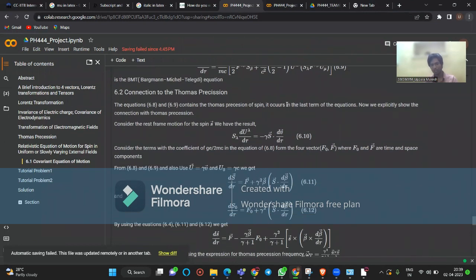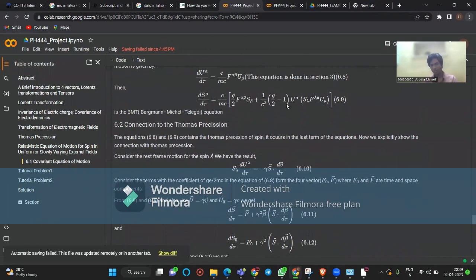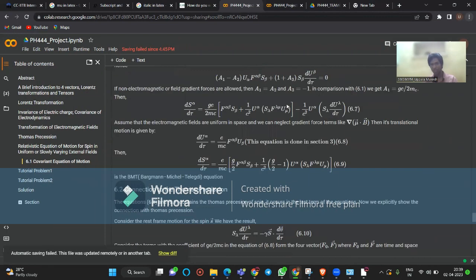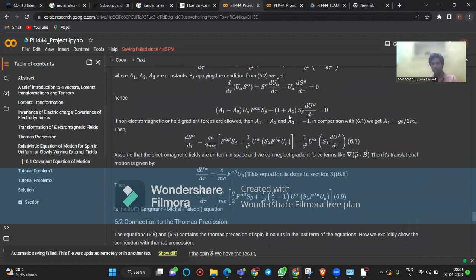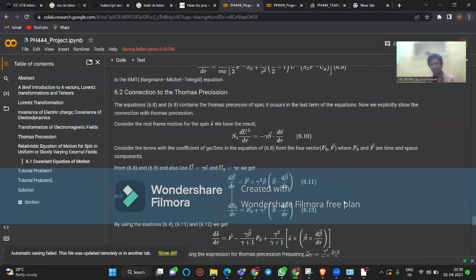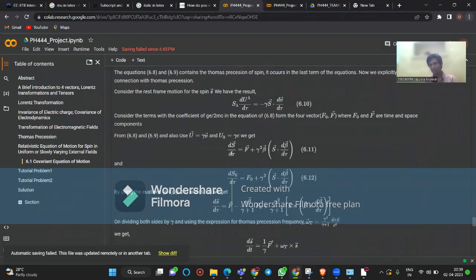We are trying to write ds bar by d tau again. As you can see, we are generalizing the equations. Here ds alpha by d tau is the invariant equation, and here we know that d tau is the proper time.